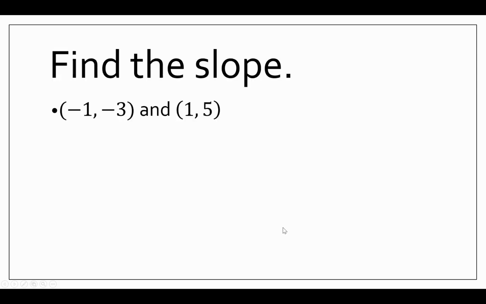Finding slope using that same formula, we have -1, -3 and 1, 5. So we'll plug it into what we saw earlier, y2 minus y1 over x2 minus x1. So y2 is 5 minus y1 is -3. x2 is 1 minus x1 is -1. So we can solve for this. This becomes 5 plus 3 over 1 plus 1, which solves down to 8 over 2, which is 4. So the slope, the m, for these 2 points is 4.